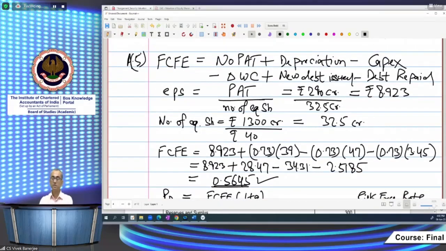So from the question, we can easily deduce that P0 has to be calculated with the help of the free cash flow to equity method. The formula is given here: free cash flow to equity is equal to NOPAT, that is net operating profit after tax, plus depreciation, minus capex, that is capital expenditure, minus any change in working capital, plus new debt issued minus debt repaid. From the question, we have seen that all the figures are on a per share basis. Therefore, the profit of the company has to be calculated on a per share basis.